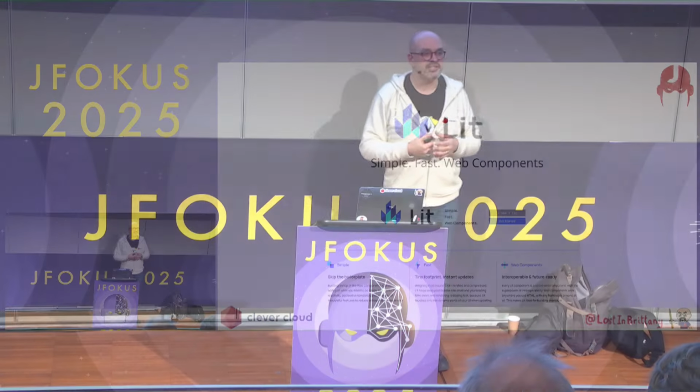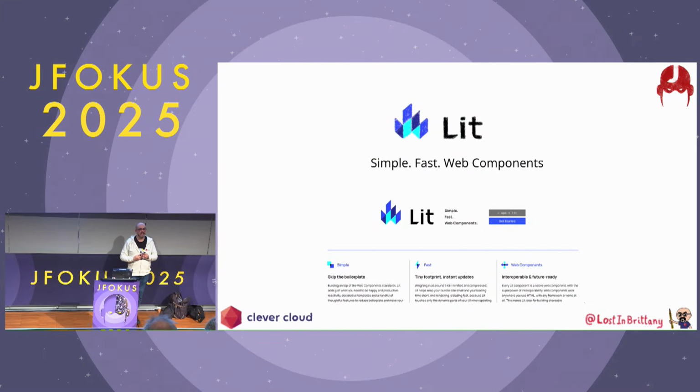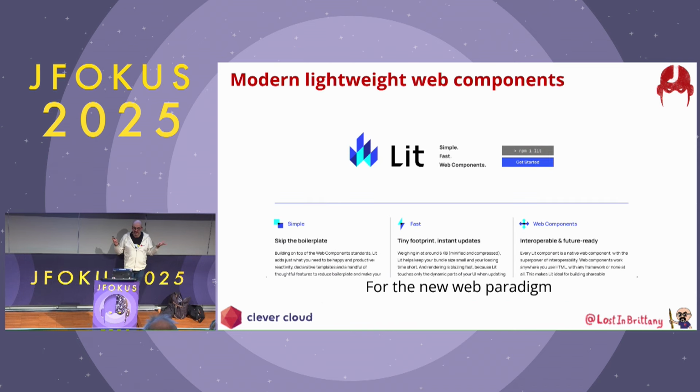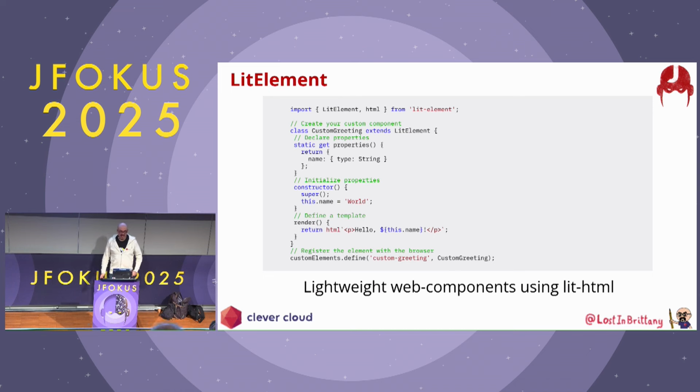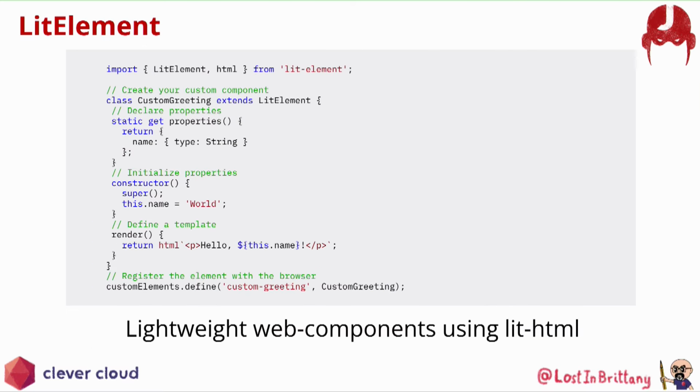One of the best, in my opinion, is Lit. Lit is a library made by teams at Google that is the spiritual heir of the first web component library, Polymer. It is really fast, simple, and really easy to understand. That's a Lit element web component.